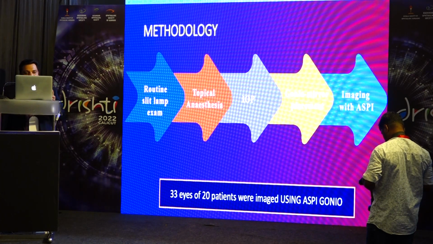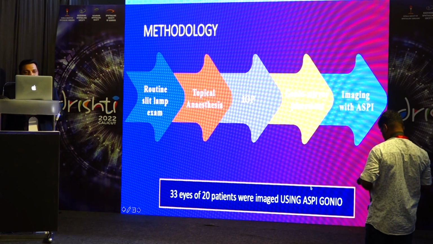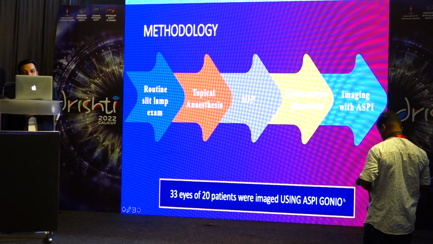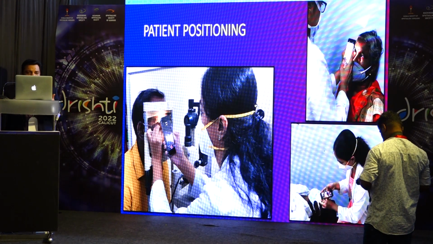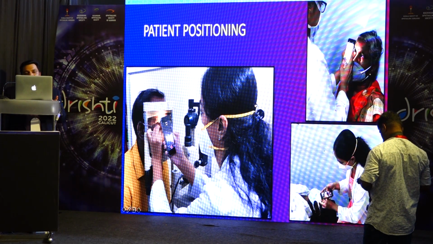Methodology: we did gonio imaging on 33 eyes of 20 patients. It was a routine slit lamp examination followed by topical anesthesia and checking the intraocular pressure, and then you can place the gonio mirror and image using the ASPE. You can do it either in the sitting position with the chin of the patient on the slit lamp, or even if the slit lamp is not there, when you go for glaucoma screening camps, before you dilate the patient, you can just make them sit, put the gonio mirror, and image the angle. Or you can even do it in the supine position.